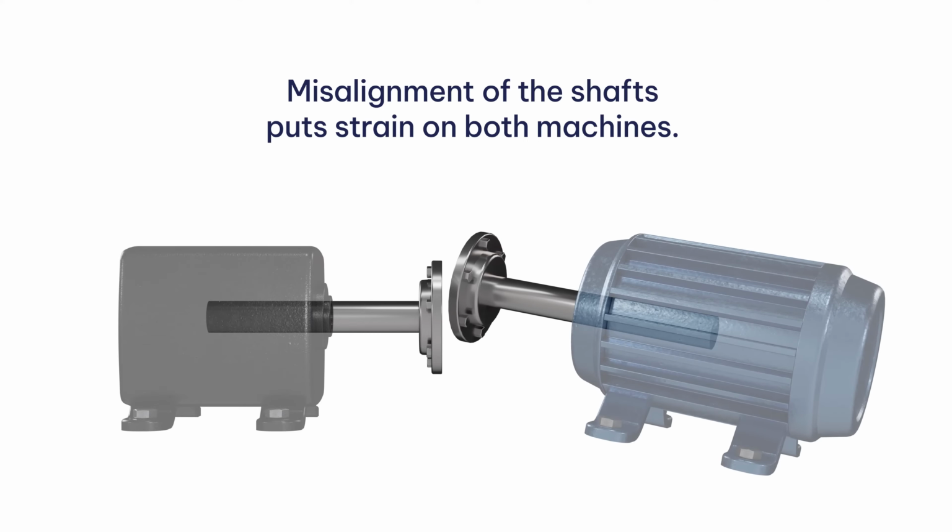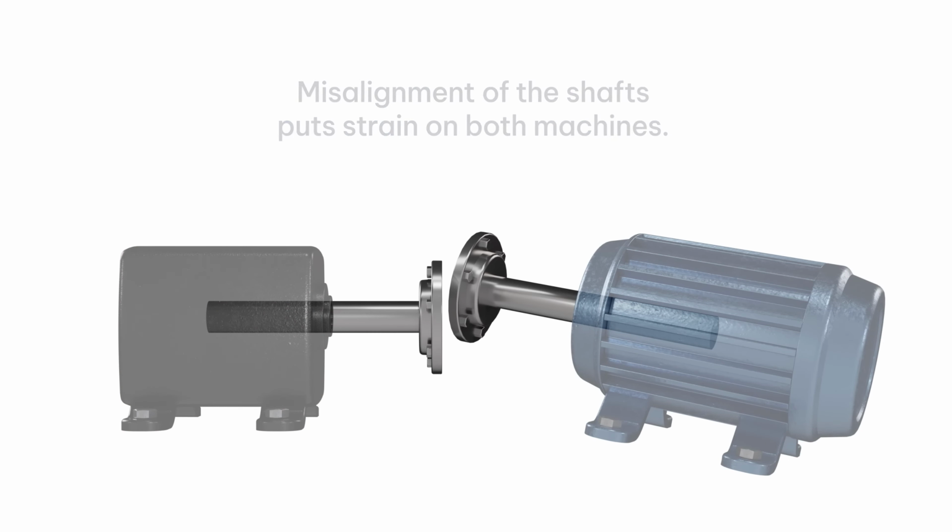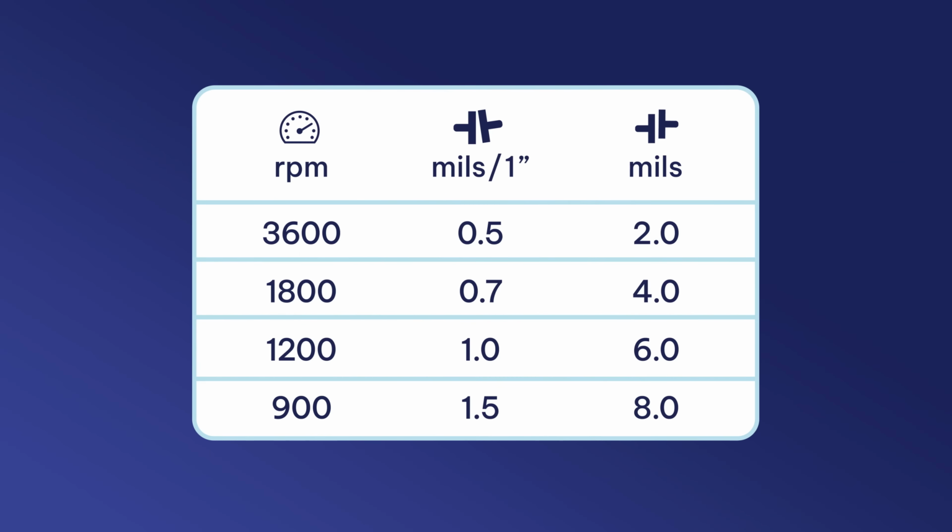Misalignment of the shafts puts strain on both the motor and the pump. It can damage the bearings, couplings, and other machine components. For this reason, manufacturers of rotating equipment have established tolerances that define the maximum acceptable levels of angular and offset misalignment for their machines.